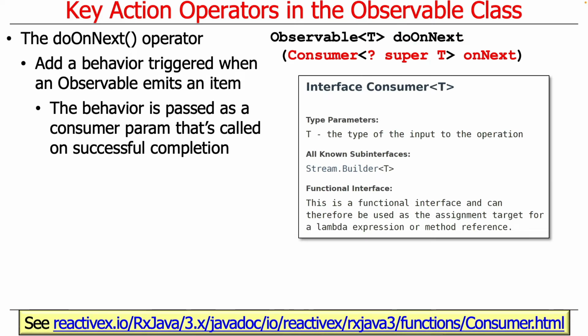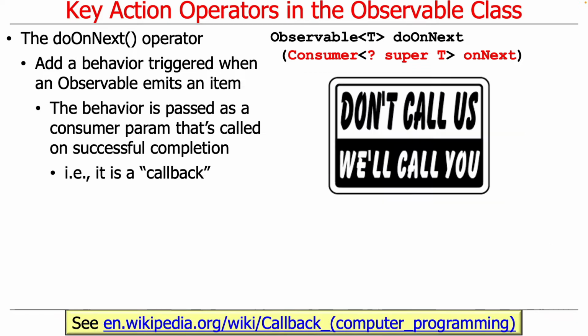The behavior, in this case, is passed as a parameter, which is of type consumer. This parameter will be called if the operation before it completes successfully. So doOnNext handles successful completions. You can see that a consumer is just something that will consume the input. It doesn't generate an output. You can basically think of a consumer as being a callback.